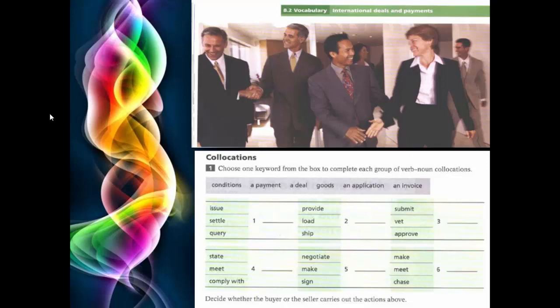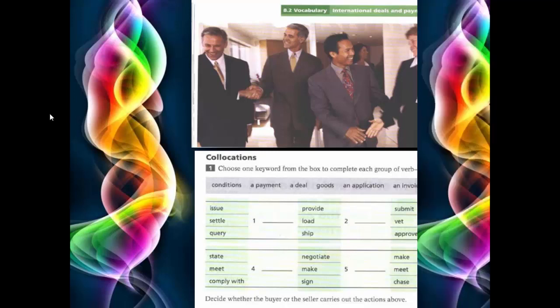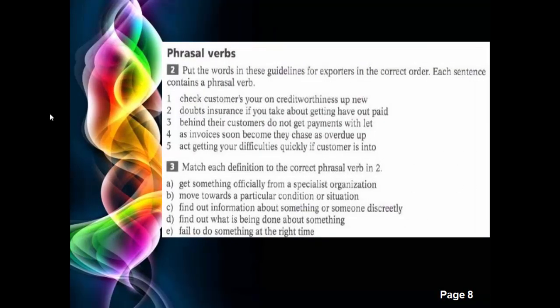The table includes 6 sets of words, and you need to decide whether the buyer or seller carried out the action above. Then the vocabulary part deals with the phrasal verbs as well.